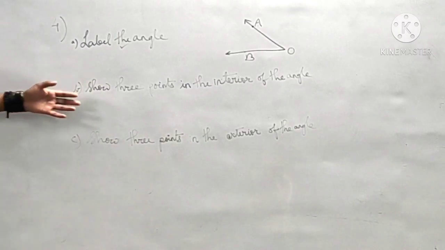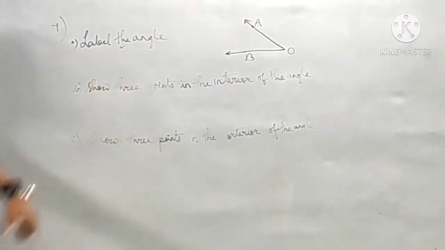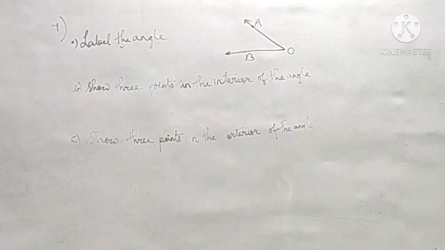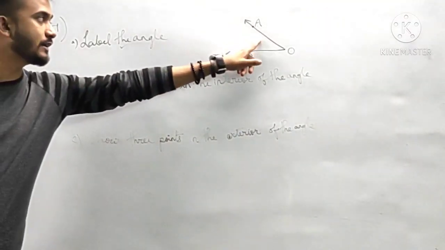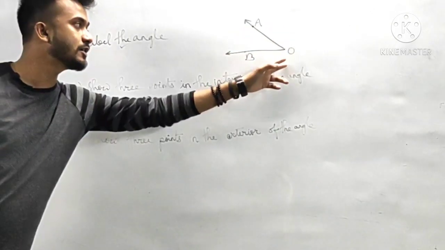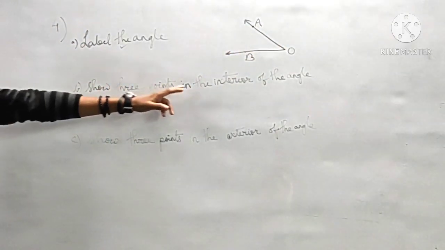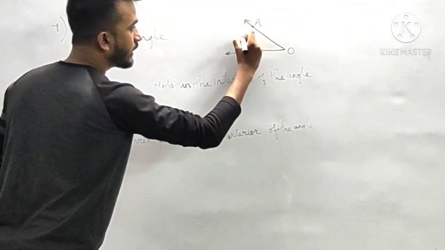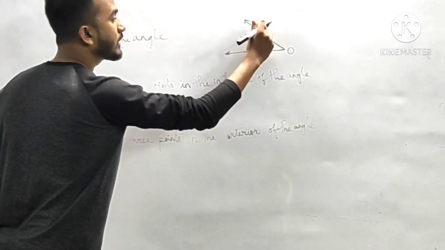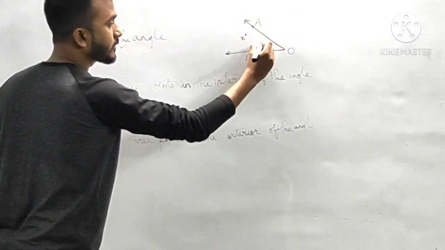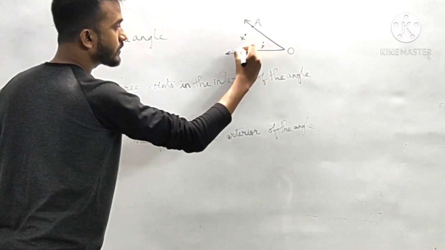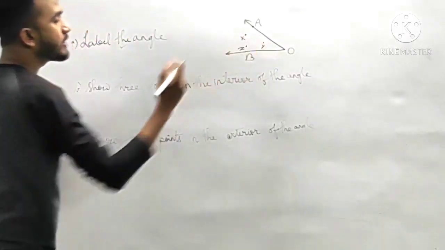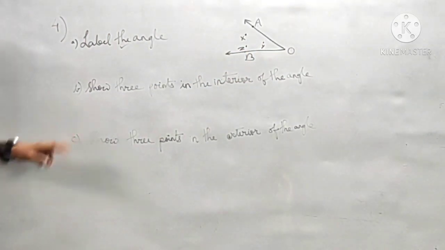Now you see the second one. Show 3 points in the interior of the angle. So what does the interior of an angle mean? As I have told you, whenever an angle is present, it always divides the plane into 2 parts. The first part is the interior of that angle, and the second part is the exterior of that angle. So I am marking 3 points. Suppose this one is X, because we cannot use the same alphabet twice in the same diagram. This one is Y, and this one is Z. You see, I have made 3 interior points. So B's answer is also done.